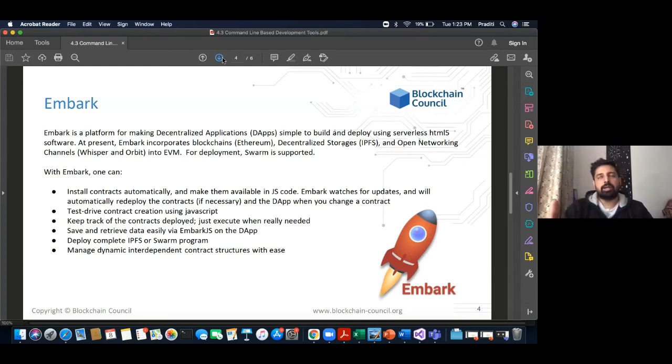Test drive contract creation using JavaScript. Keep track of the contracts deployed, and just execute when really needed. Save and retrieve data easily via Embark.js on the dApp. Deploy a complete IPFS or Swarm program. And manage dynamic interdependent contract structures with ease.